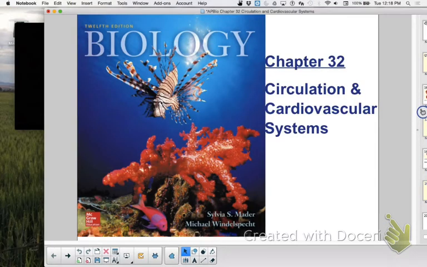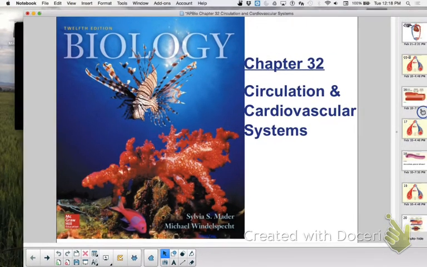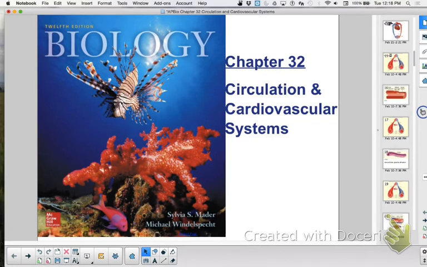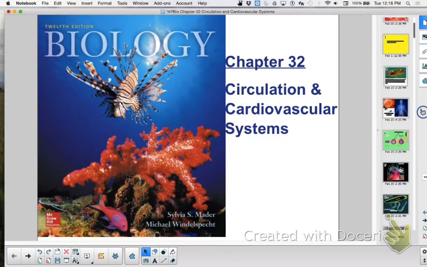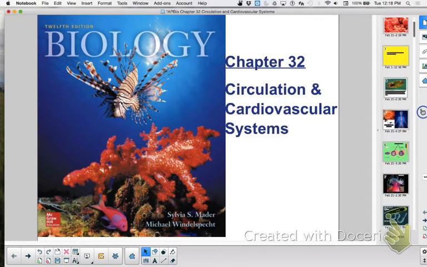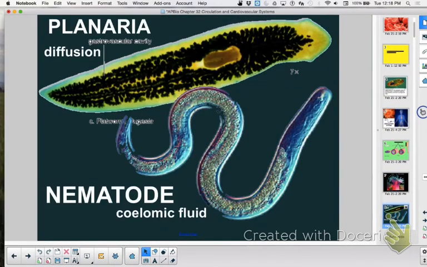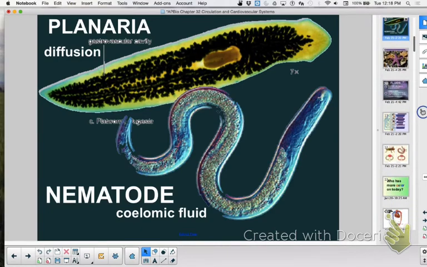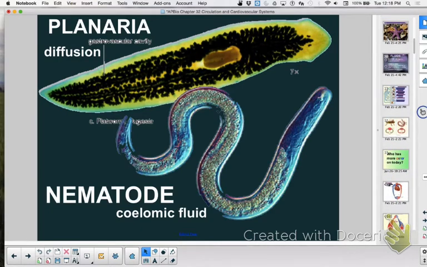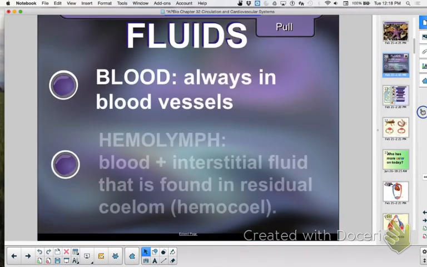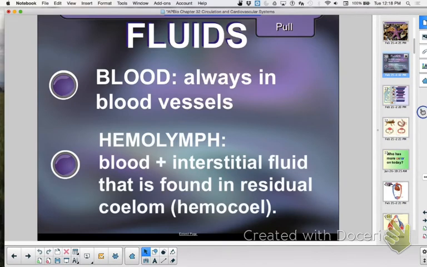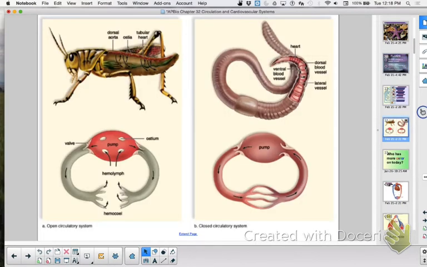So on your circulation and cardiovascular systems, some key things at the beginning you're going to want to review, and that'll be up to you. You can do that on your Edpuzzle. Knowing the difference between the two fluids, blood versus hemolymph, open versus closed circulatory system, and examples.